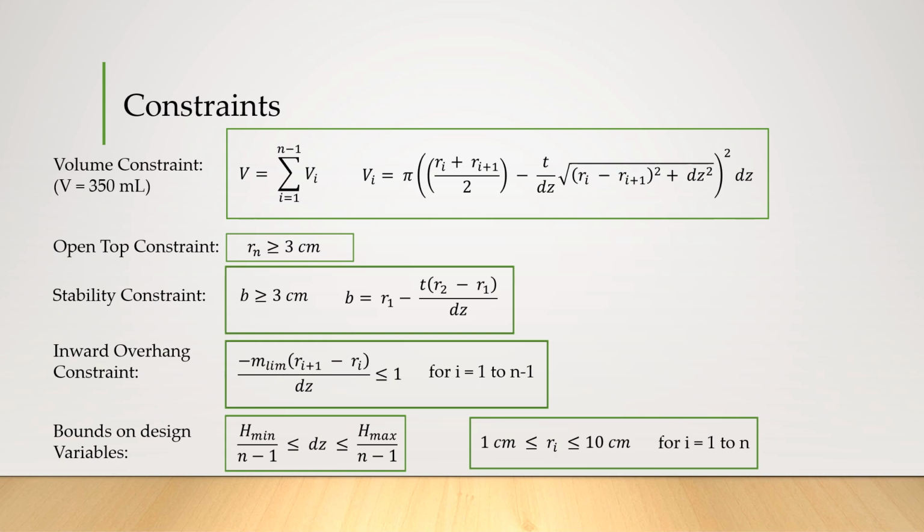The inward overhang constraint limits the slope of the mug so that it can't overhang in the middle too much, which will make drinking from the mug easier. Lastly, we have the bounds on the design variables.